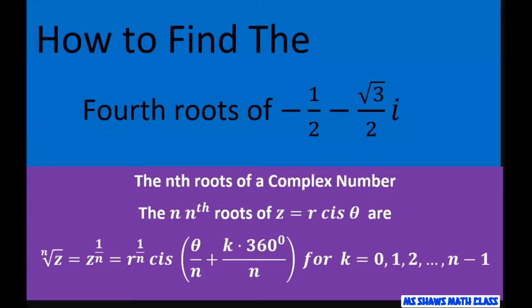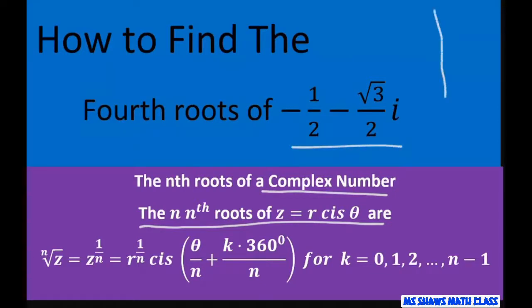Everyone, we're going to find the fourth roots of negative 1/2 minus square root of 3 divided by 2i. We're going to use this formula here for roots of complex numbers. And first, write this in polar form.